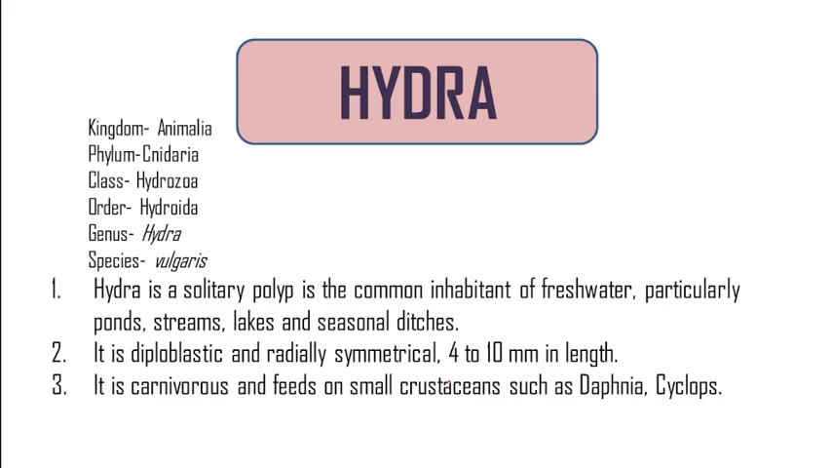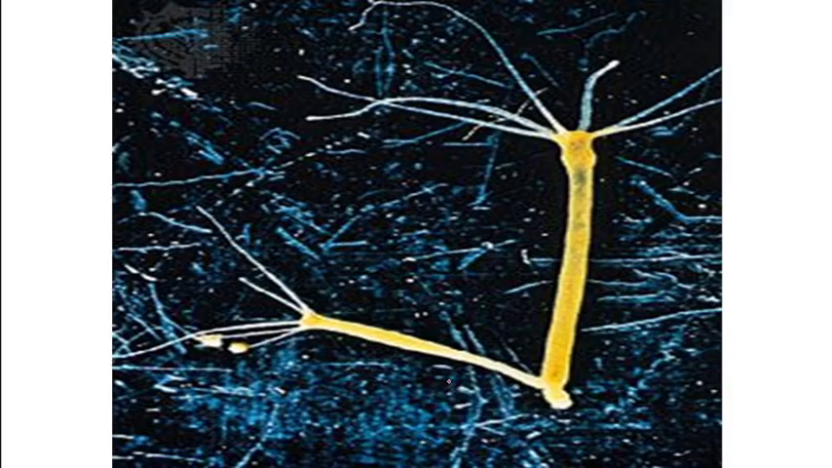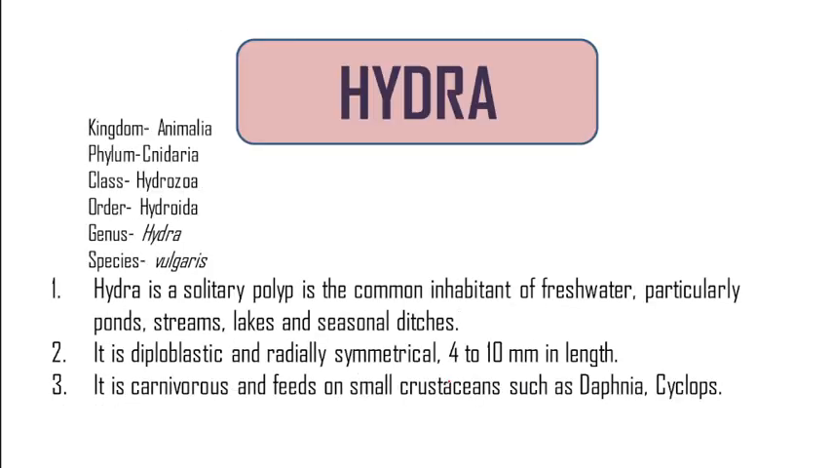Next is Hydra. The actual diagram of Hydra will look something like this. You have to identify, either it could be there in the form of a slide or an image, and then write the comments. Hydra belongs to kingdom Animalia, phylum Cnidaria, class Hydrozoa, order Hydroida, genus Hydra, species Vulgaris. It is solitary. Solitary means single, found single, not in groups.